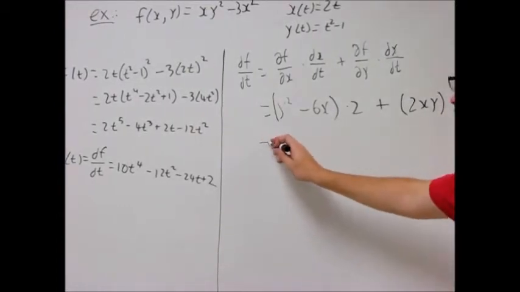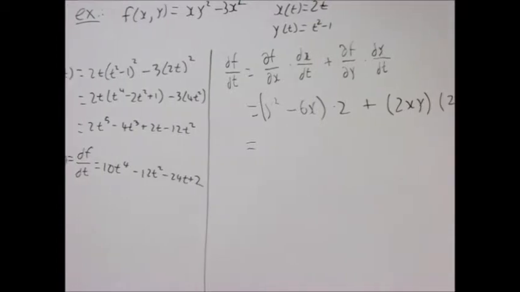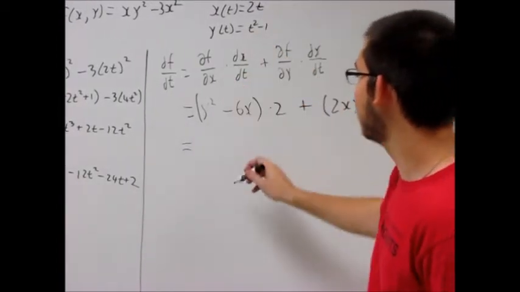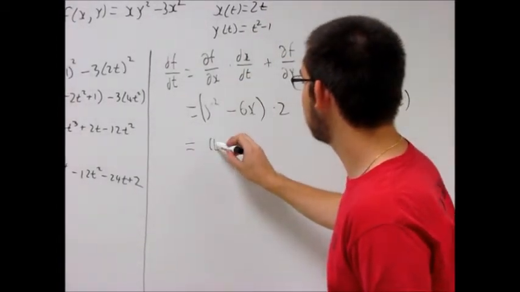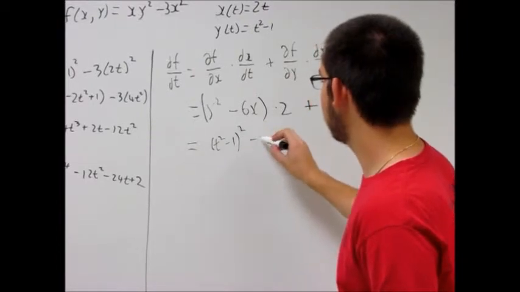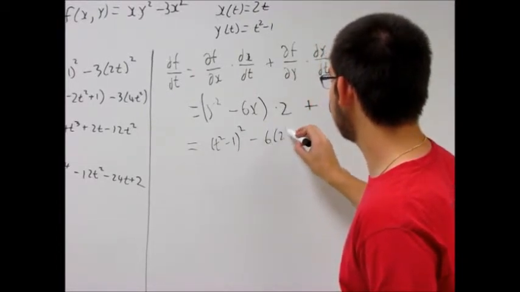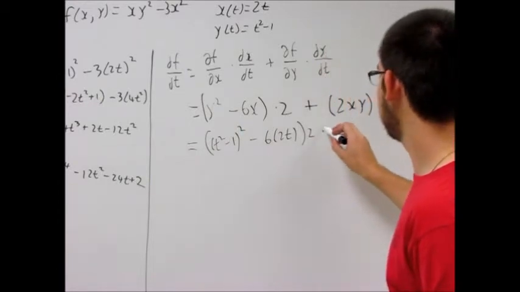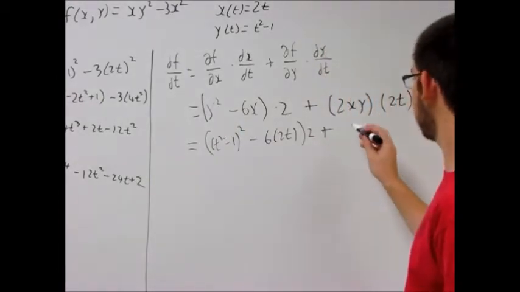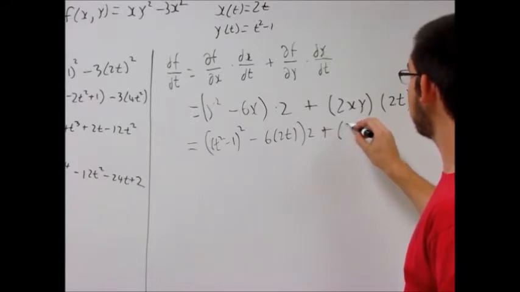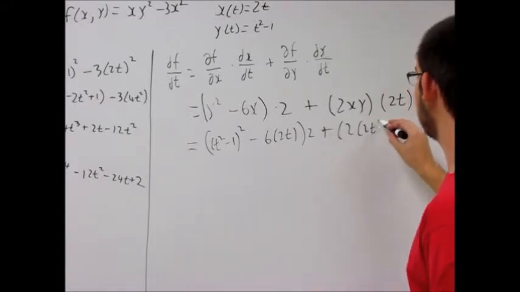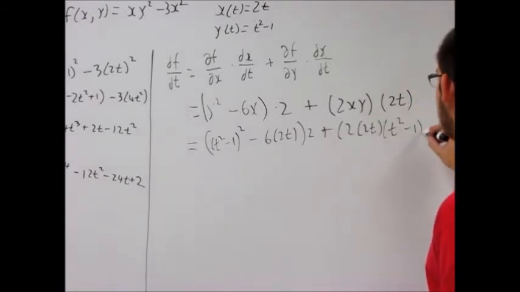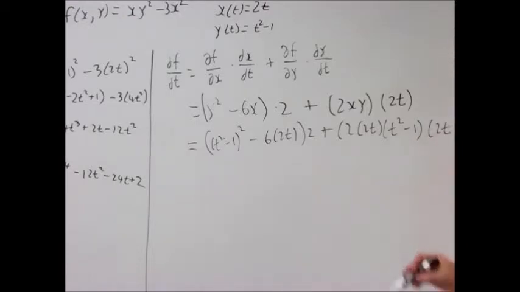Now, of course, we can substitute back. So y squared, we know, is (t squared minus 1) squared, minus 6 times 2t, the whole thing times 2, plus 2 times 2t, times (t squared minus 1), times 2t again.